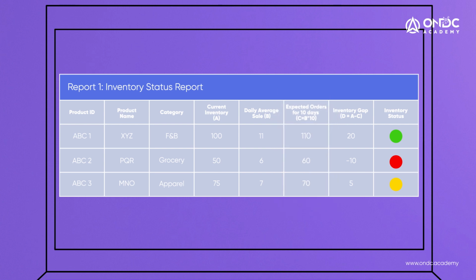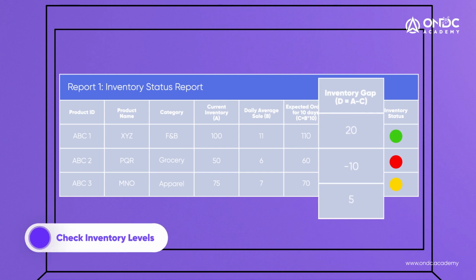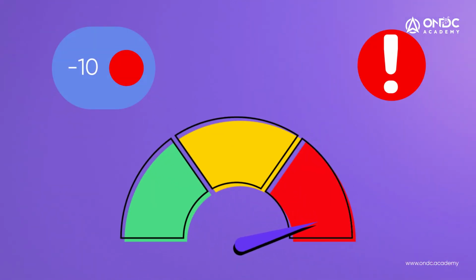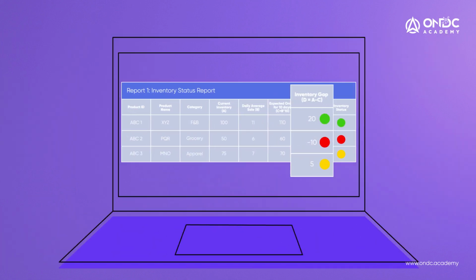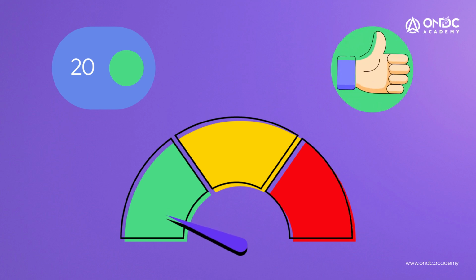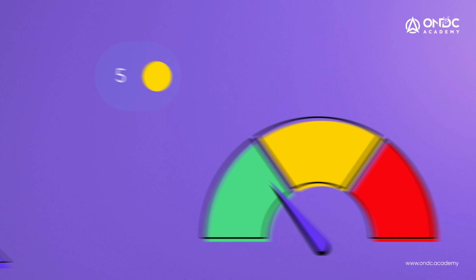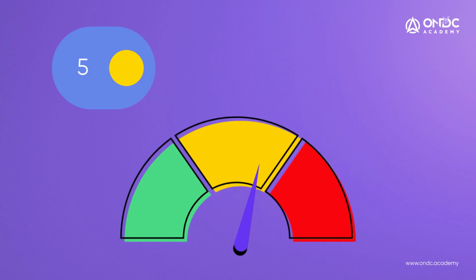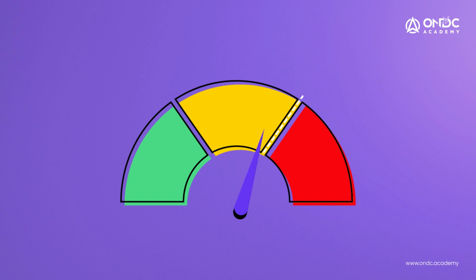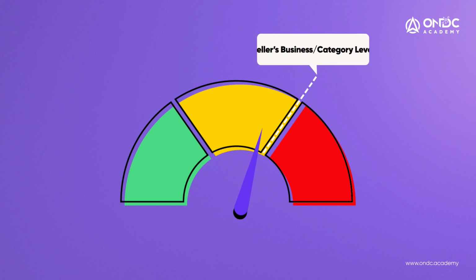Step 4. The inventory gap column shows the inventory shortfall or excess expected in the next 10 days. If this is in the red zone, it indicates that there is an issue. When there is an excess of inventory, it falls in the green zone and it indicates that your inventory status is good. If it falls under the yellow zone, it means your inventory is only slightly above the expected sales. You have just enough. Also, make sure that the line between the yellow and red zone is defined at the seller's business or category level.